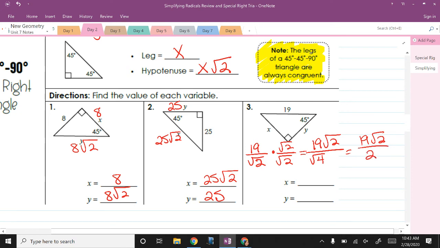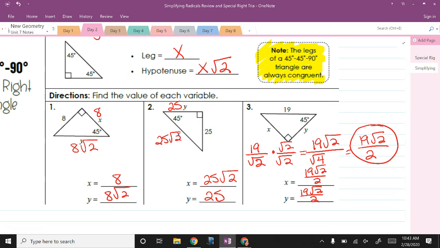Does 19 over 2 reduce? Nope, 2 don't go into 19. So both of my legs are 19 radical 2 over 2, because both legs will be the same measure. So if they give you the hypotenuse, you divide by radical 2. If they give you the legs, you multiply by radical 2. You'll see the difference there?